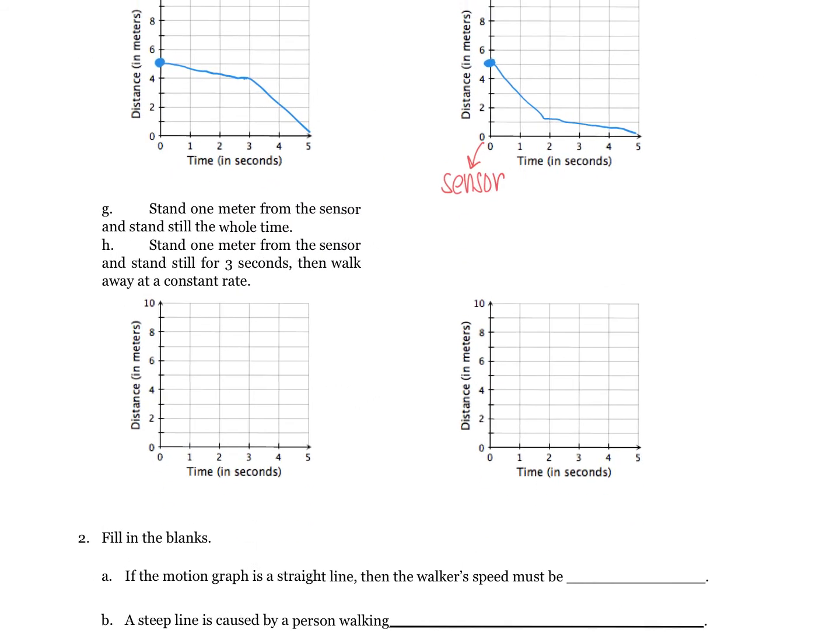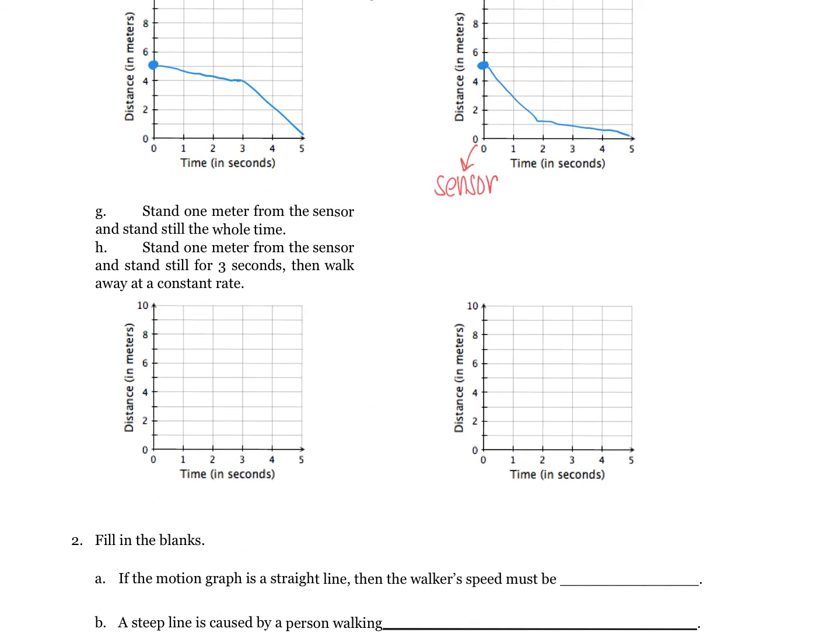All right, now, I don't know why this copied weird, but G is here and H is over there. Okay? So we're going to look at just G. So we are standing 1 meter from the sensor. So back to 1 meter, I'm going to put my dot. Okay? And this just says we are standing still the whole entire time. We're not moving. We're not speeding up. We're just standing there. Okay?